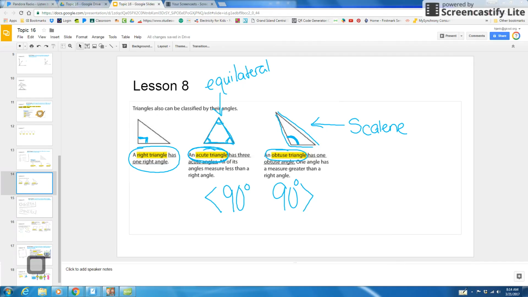So when you are working on your practice problems tonight, keep in mind that you can name a triangle more than one way, based on its angles and its sides.